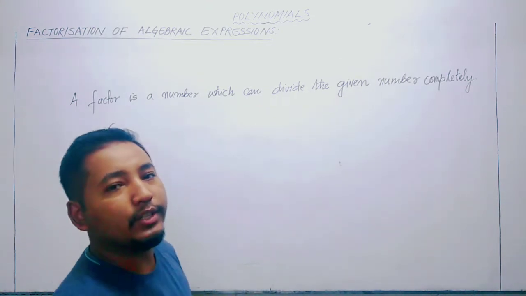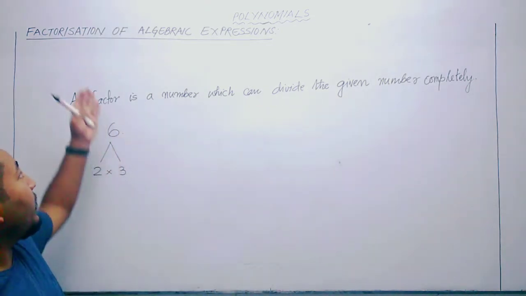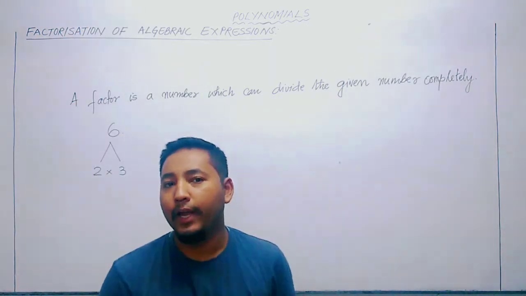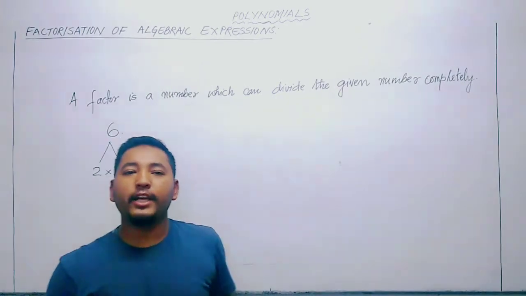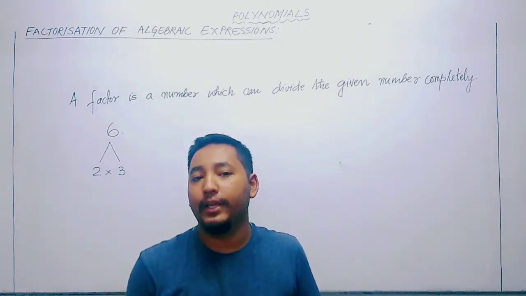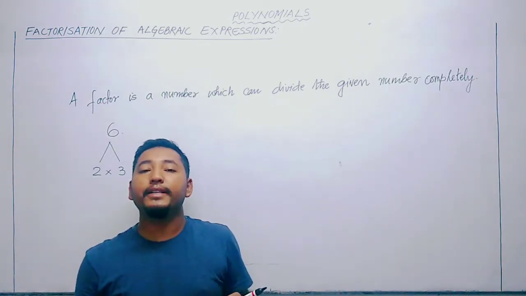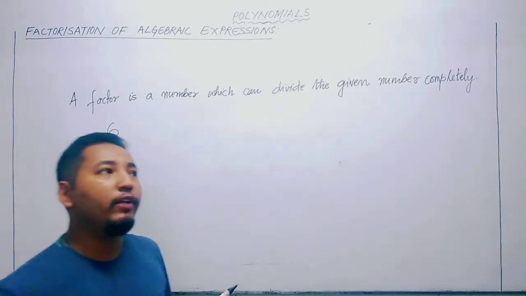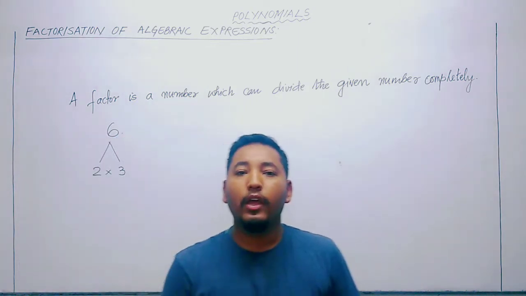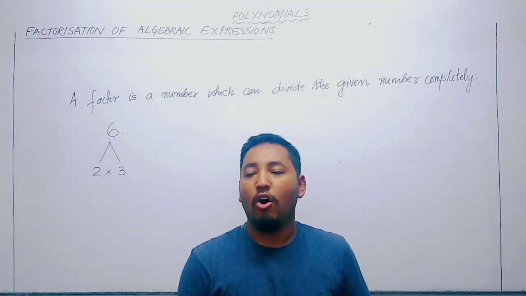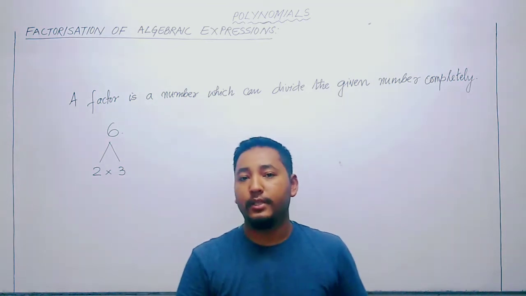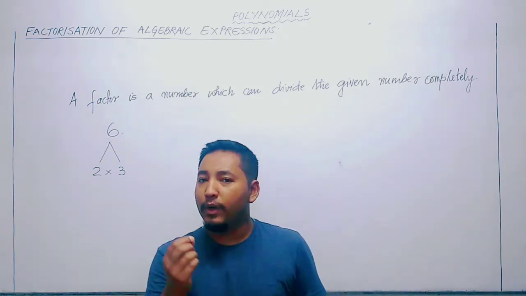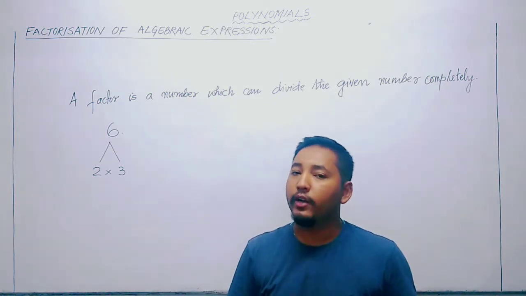In this topic, we will be doing factorization for algebraic expressions. How do we factorize an algebraic expression? We factorize by taking out common terms. When we take out the common terms, we must have the idea of factors and multiples. Very simple things to be understood. So you must know what factors are and what multiples are.